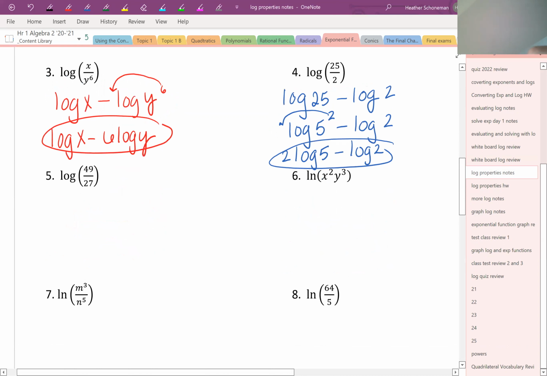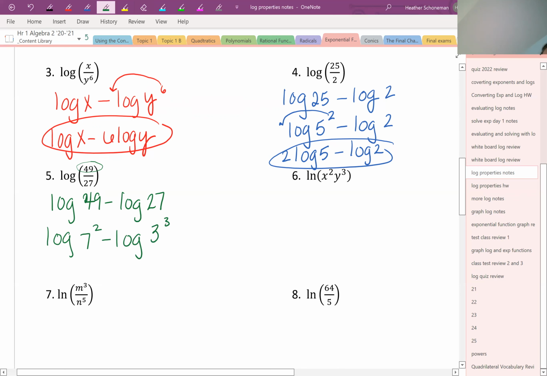All right, on the next one, it's division again. So we're going to subtract to separate them. So we have log 49 minus log 27. When we do this, whatever number's on the top gets written first, and what's on the bottom gets written second. Okay, 49 and 27, we can both rewrite. So I'm going to have log 40, oops, that's not what I mentioned, right? I'm going to have log 7 squared minus log 3 cubed.